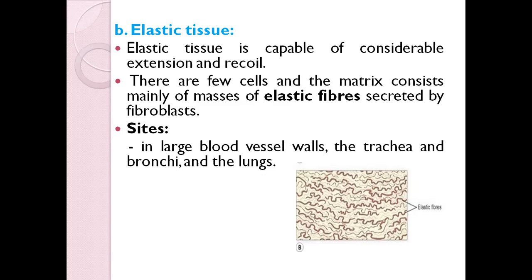There are very few cells, and the matrix consists mainly of masses of elastic fibers secreted by the fibroblasts. We usually see this elastic tissue in large blood vessel walls, the trachea, the bronchi, and the lungs. The trachea, bronchi, and lungs are all part of the respiratory system. So remember, in elastic tissue we mainly have elastic fibers.